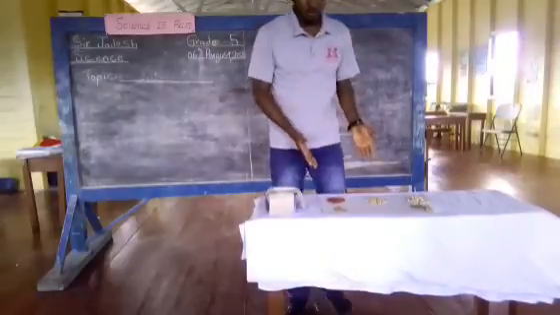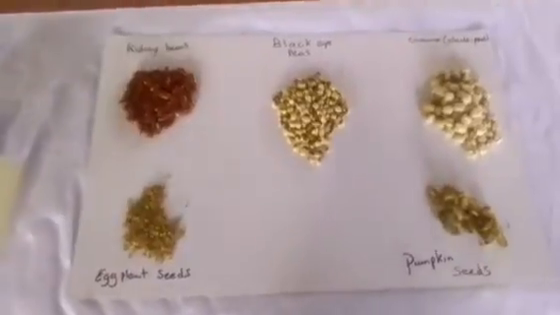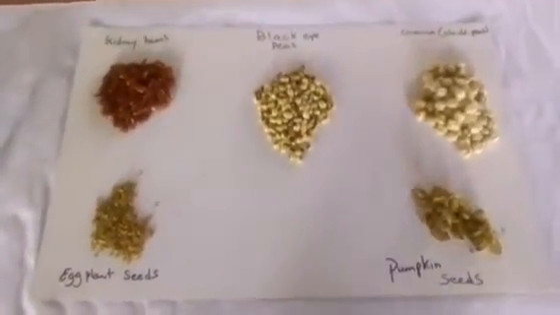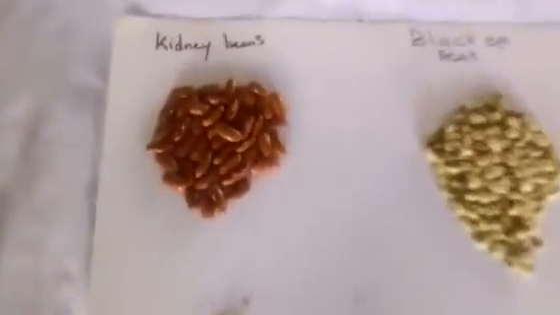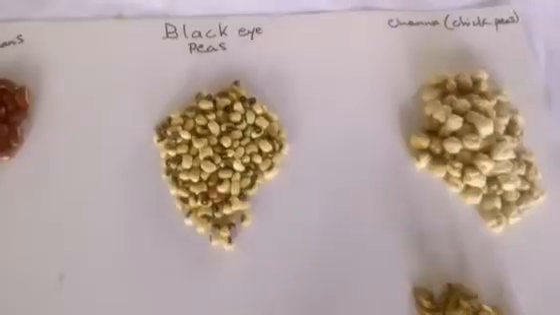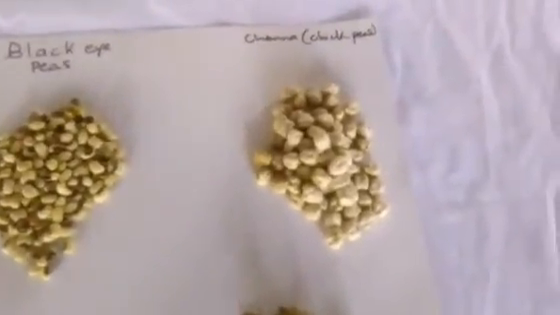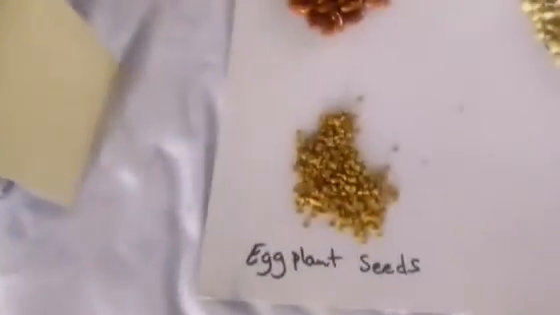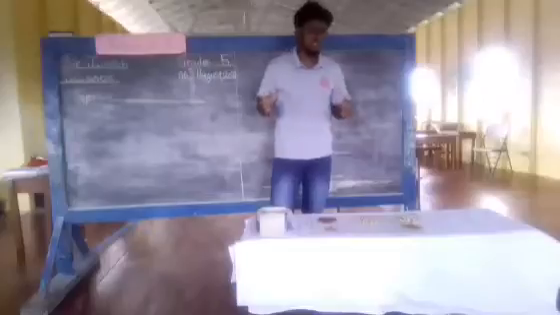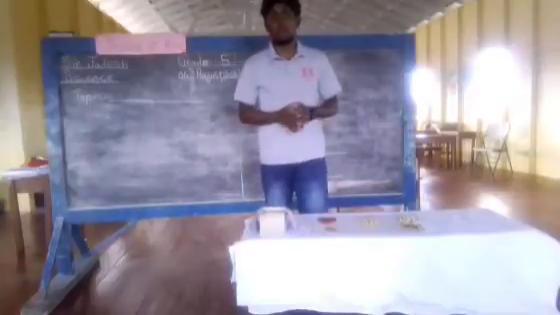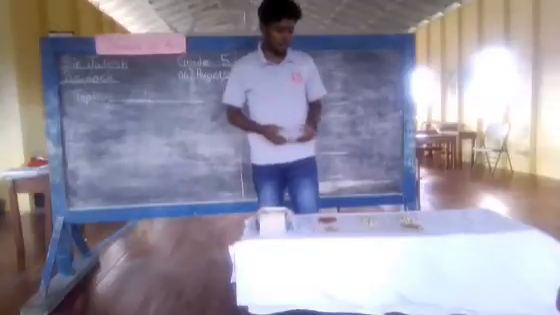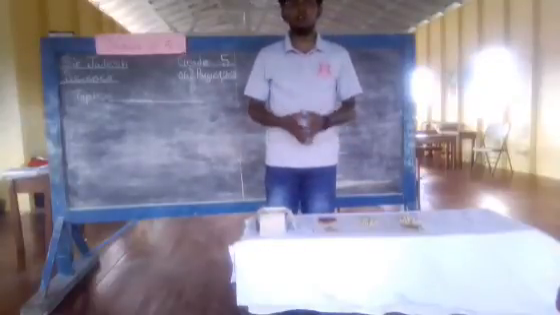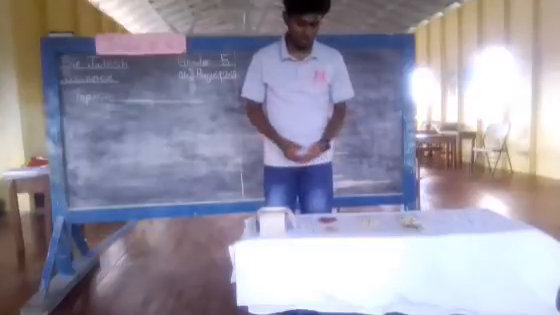If you look closely here, you will see that we have an arrangement of various seed types. First, we have here the kidney bean, black eyed pea, chana or chickpeas as we know it, the pumpkin seeds, and eggplant seeds. There are hundreds and thousands of different seed types in the world, and they are very similar. Their functions are not different, they have the same characteristics, and they are all for the same purpose of growing new plants.